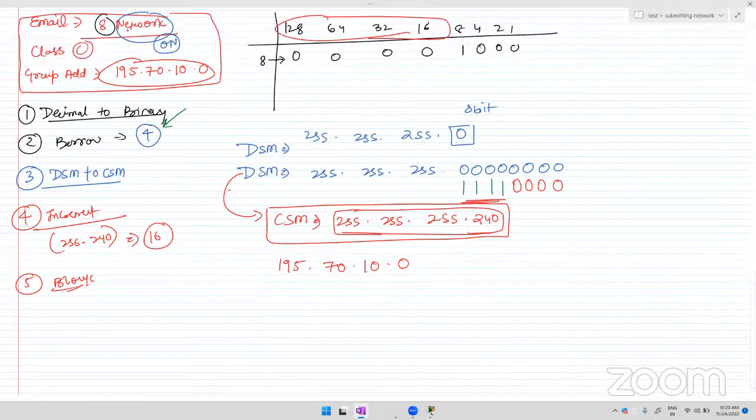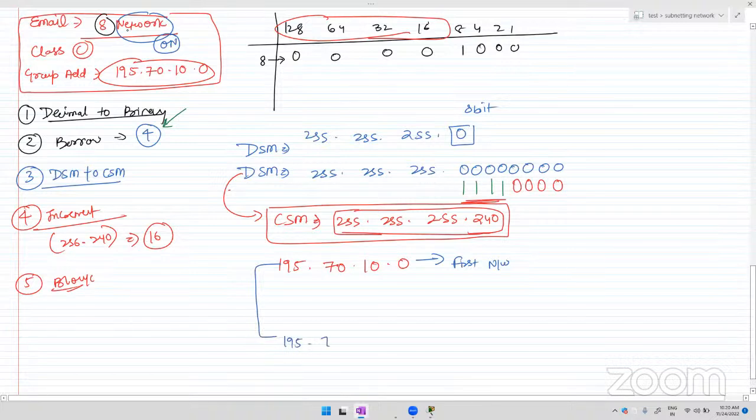3 octets full, only 1 octet free, and the remaining 3 octets fixed. So we need to fix these 3 octets, and in the 4th octet we are getting 0. 0 means this is my first network, and we need to create a block. So 195.70.10, 3 octets fixed, and in the 4th octet put increment 16. What will 16 make, dear?